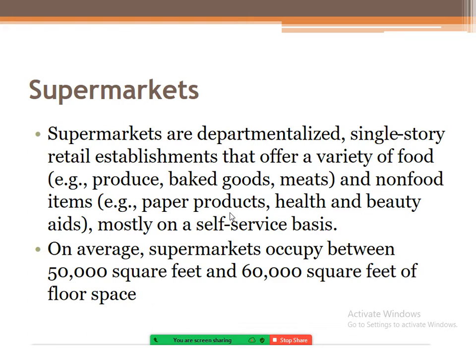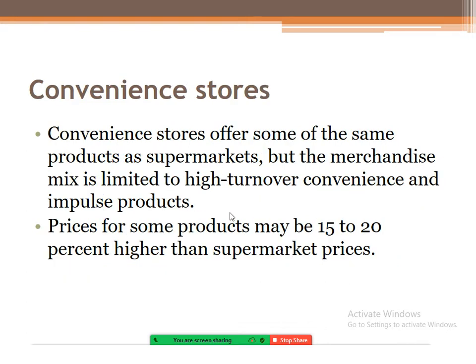Next are convenience stores. Convenience stores, as the name suggests, offer some of the same products as the supermarkets, but here the merchandise mix is limited to high turnover convenience and impulse products. Prices for some products may be 15 to 20% higher than the supermarket prices. In terms of square footage, these are the smallest organized retail stores that we are discussing here.